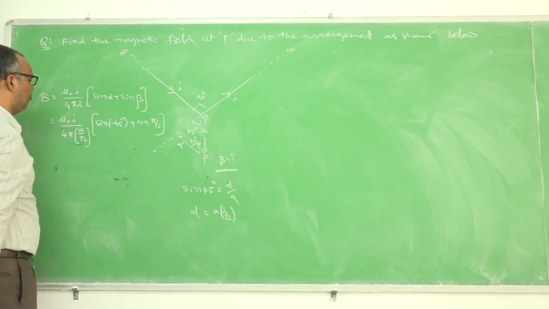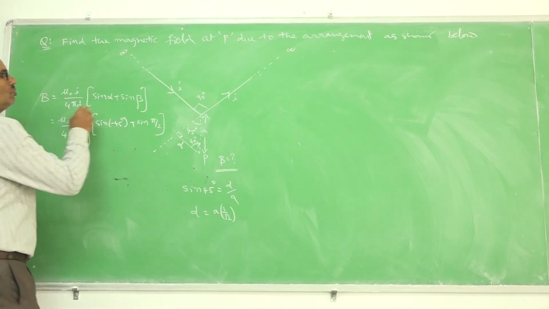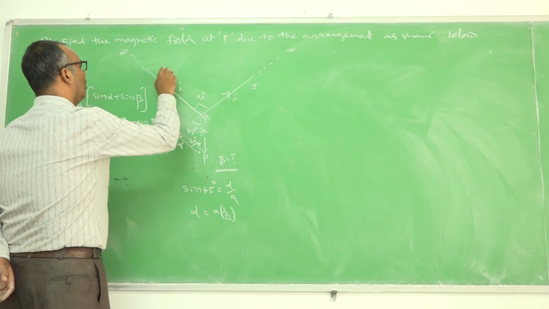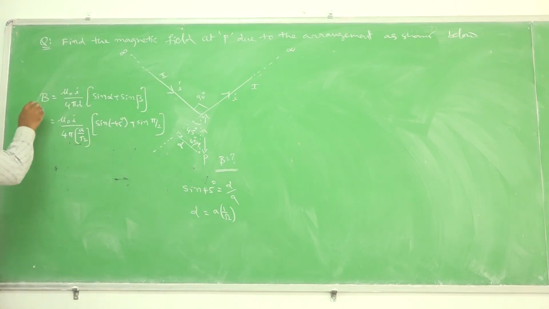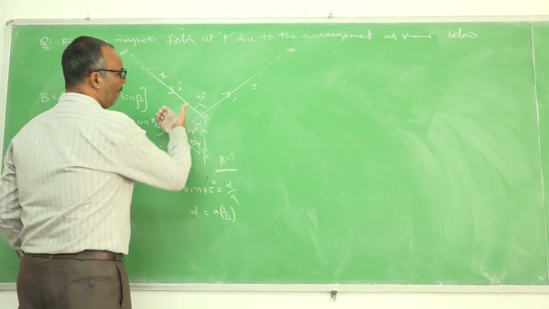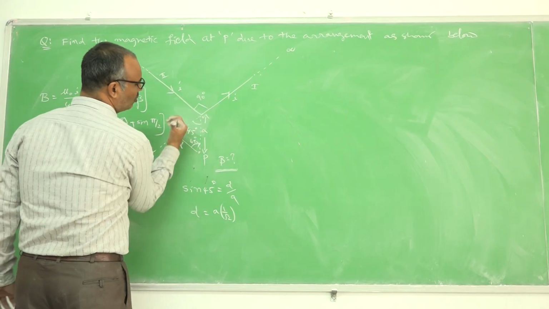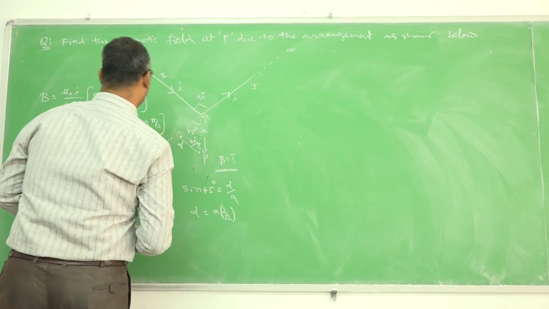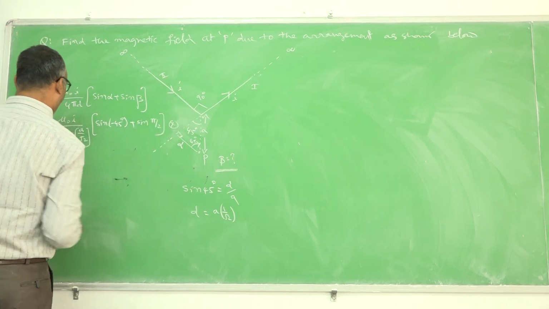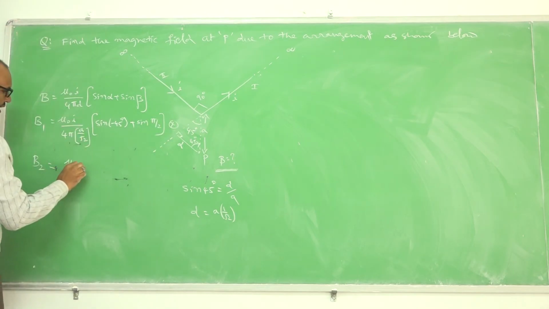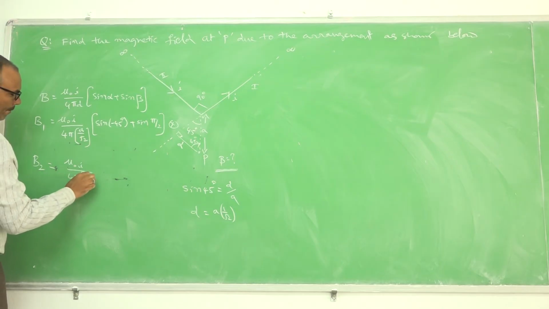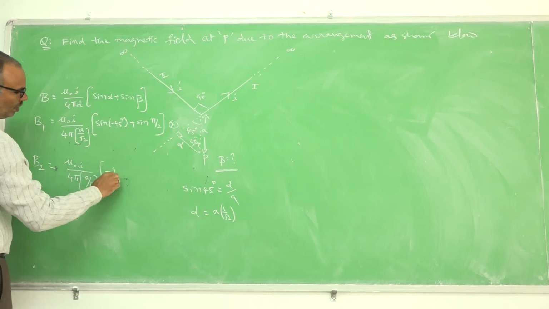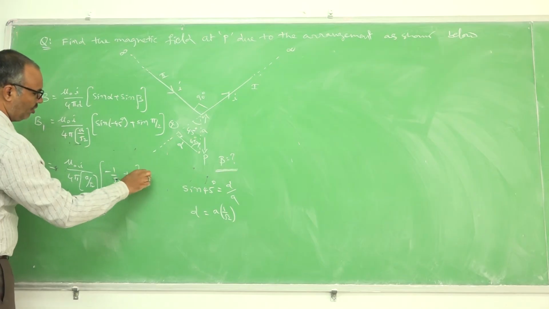Because of this wire, this is the field due to the first portion of the wire. Field due to the second portion of the wire is the same. The first portion of the wire provides into the paper. The second portion of the wire also provides into the paper. This is into the paper. The same expression you will get, mu naught I by 4 pi A by root 2 into minus 1 by root 2 plus 1, into the paper.